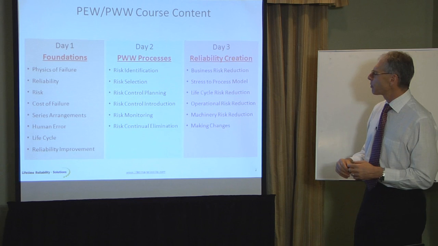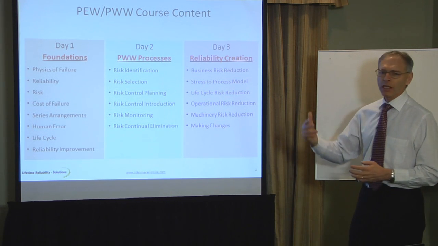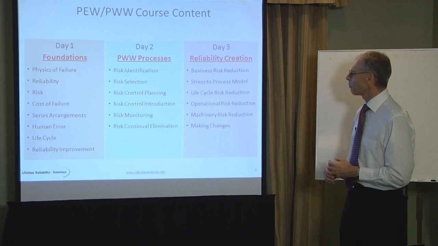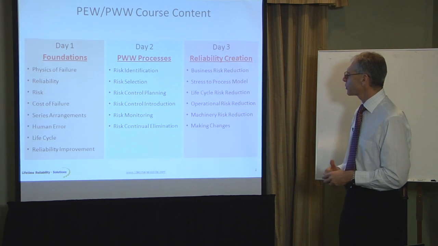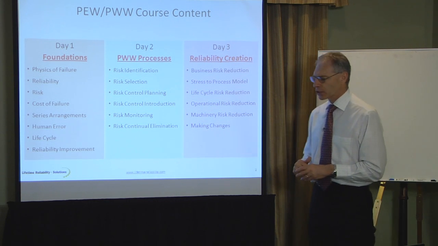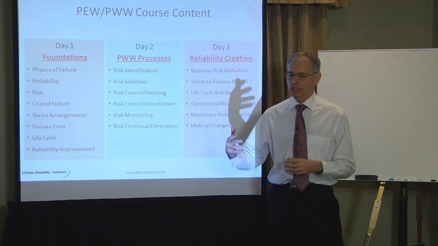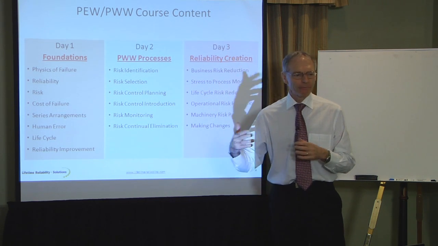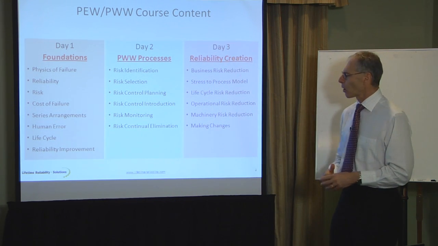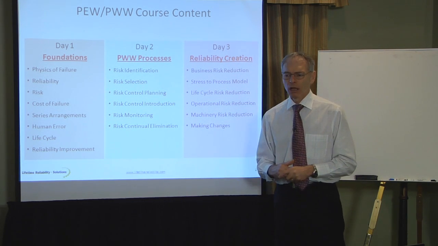So we'll cover off both the life cycle risk issues and using the life cycle thinking to maximise operational profits by reducing operational risk. Then we'll finish off with machinery risk reduction, talking about the economics of decisions. Which decisions do we make that pay back best for the company and give us maximum reliability? Because in the end, maintenance is an economic choice.